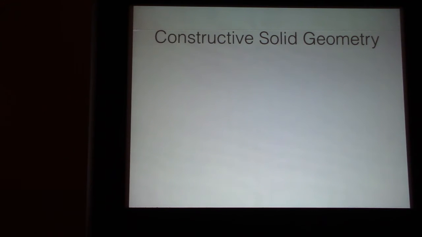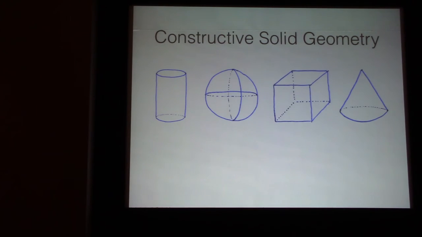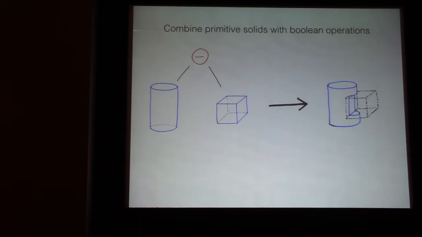So we found constructive solid geometry is a neat means of representing shapes in the 3D world. First off, we start off with these primitives. So a cylinder, a sphere, cuboid, cone. We can just represent this as a simple algebraic data type, like that. This gets a bit more interesting when we combine these with Boolean operations. So this here is a subtract operation. On the left we have a cylinder, on the right we have a cube. And you notice that when they combine, you get a more interesting shape.